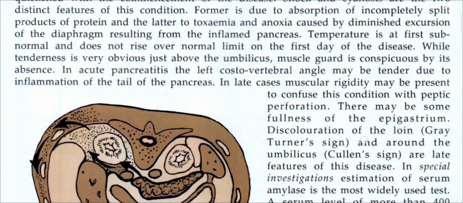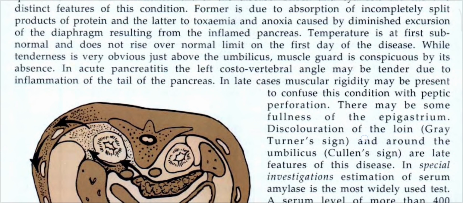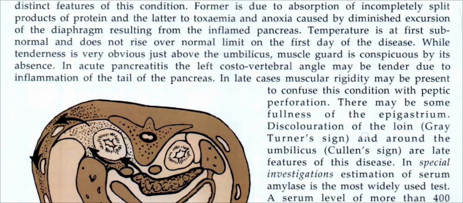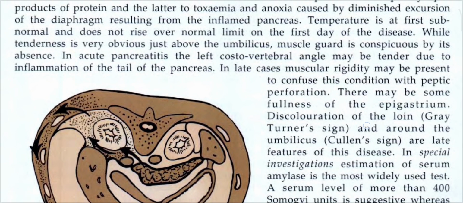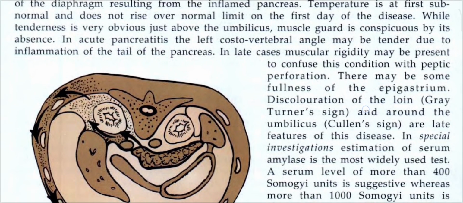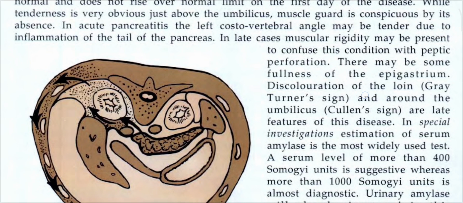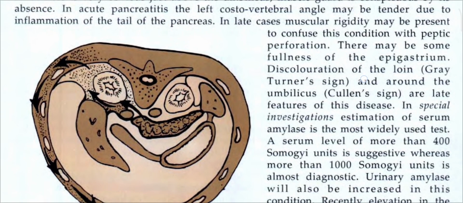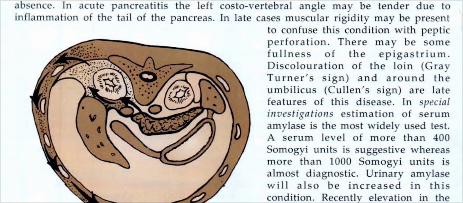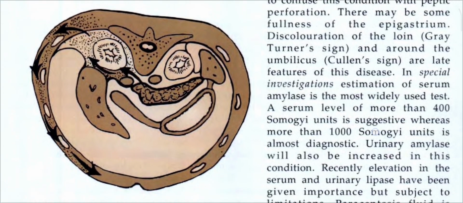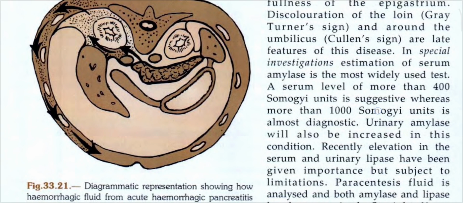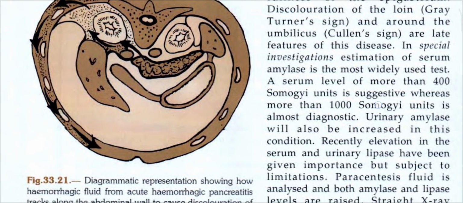Temperature is at first subnormal and does not rise over the normal limit on the first day of the disease. While tenderness is very obvious just above the umbilicus, muscle guard is conspicuous by its absence. In acute pancreatitis, the left costovertebral angle may be tender due to inflammation of the tail of the pancreas. In late cases, muscular rigidity may be present to confuse this condition with peptic perforation. There may be some fullness of the epigastrium; discoloration of the loin, Grey Turner sign, and around the umbilicus, Cullen sign, are late features of this condition.